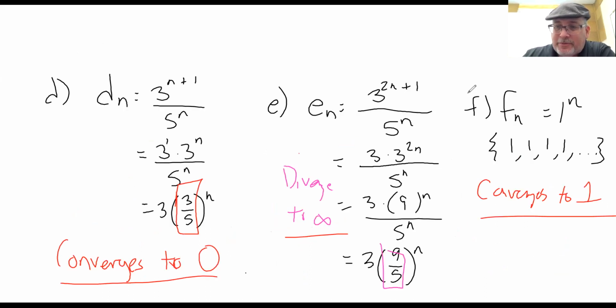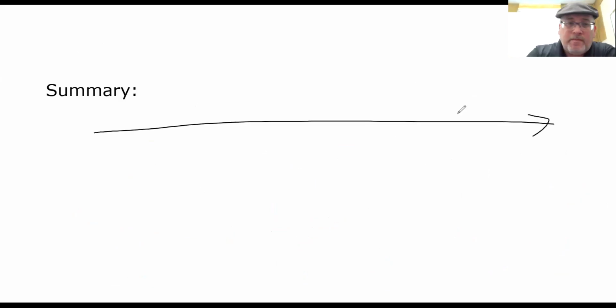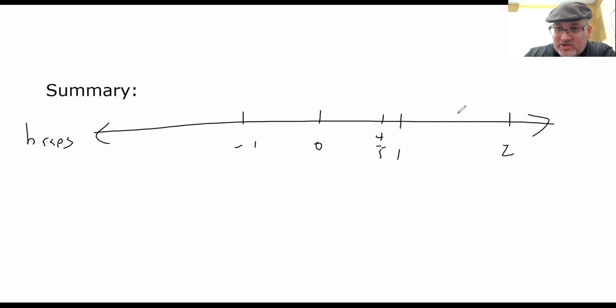So let's throw on a number line where our bases were and what happened. We had a base of 1, we had a base of negative 1, 0 in the middle. We had a base of 4/5, we had a base of 9/5, which is a little less than 2. And we had a base of negative 9/5, which is back here. And I'm going to put a C and D for converge and diverge.